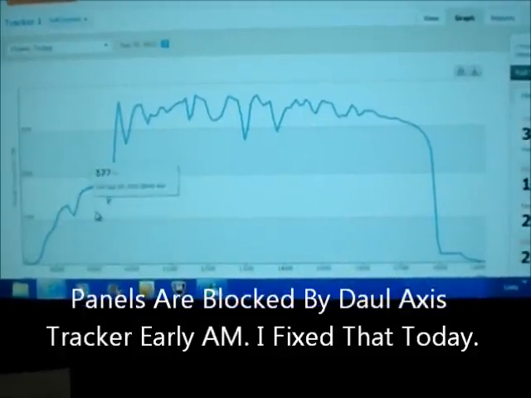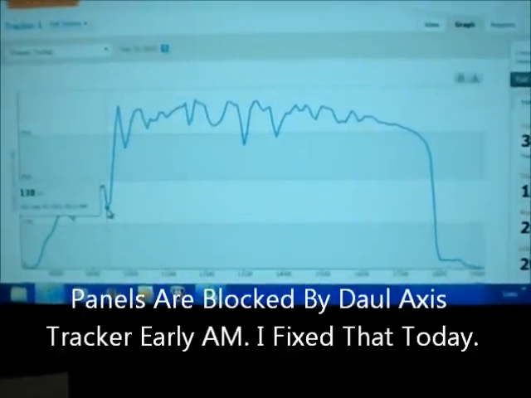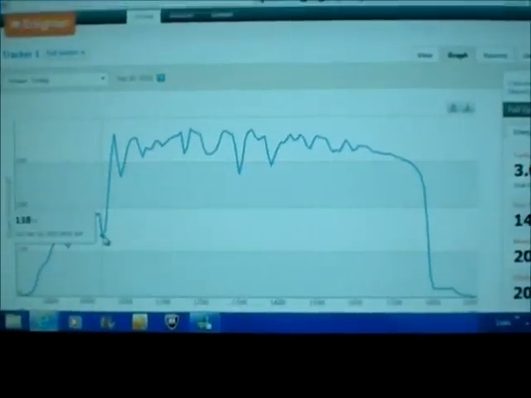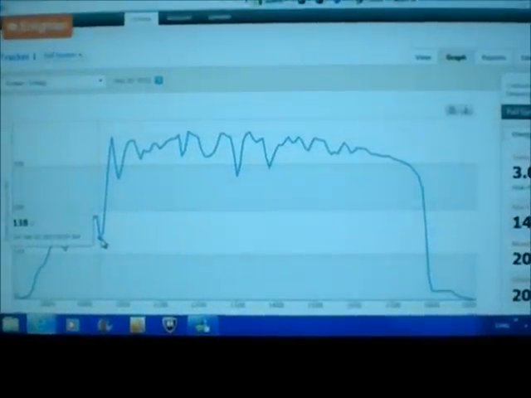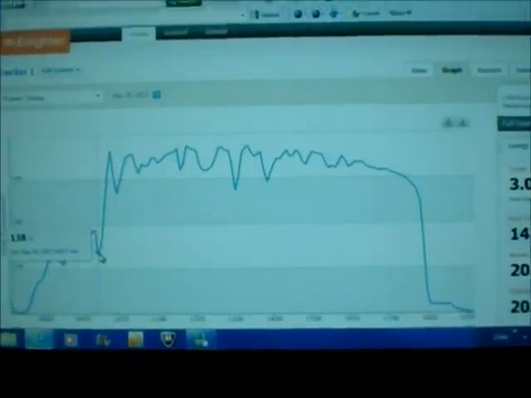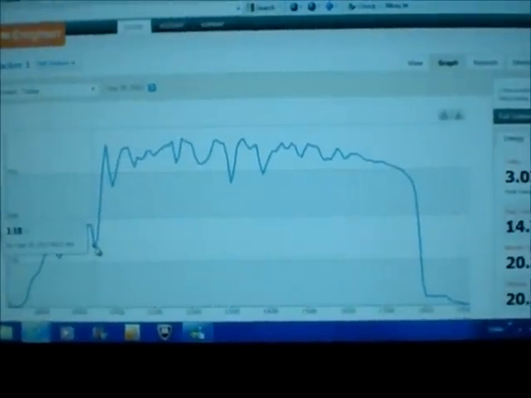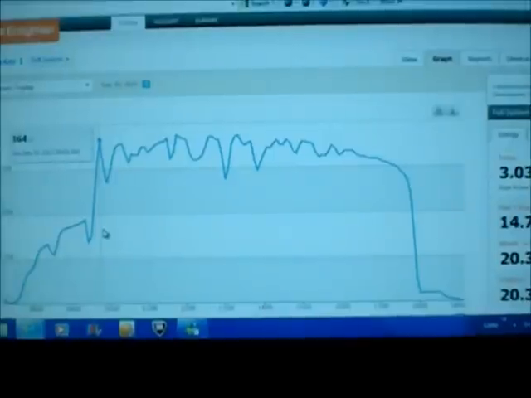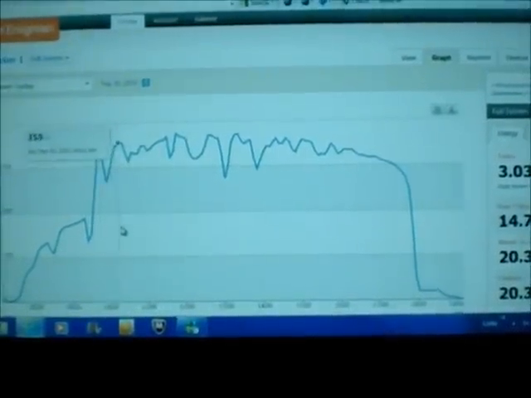That's because that's the tracker all the way out by the street. And the tracker with the LPC dual axis blocks half of those panels off from right up until 9:45 where they stopped making power. And then today was a pretty sunny day.